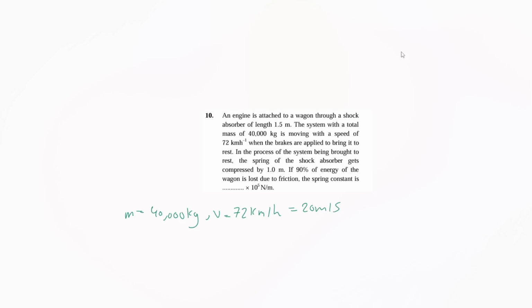Now we're going to look at the compression of the spring. The spring is compressed by 1 meter. Because we're going to be using the spring formula, we know that compression is 1.0 meters. And it says here that 90% of the energy of the wagon is lost. So I'm just going to state it here, 90% of energy is lost.